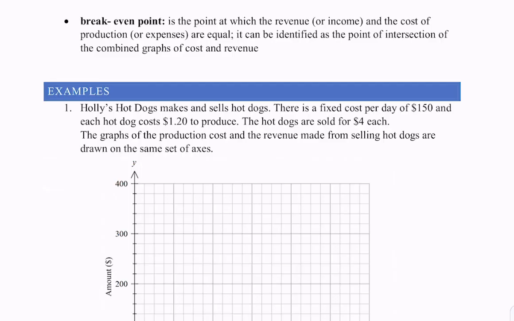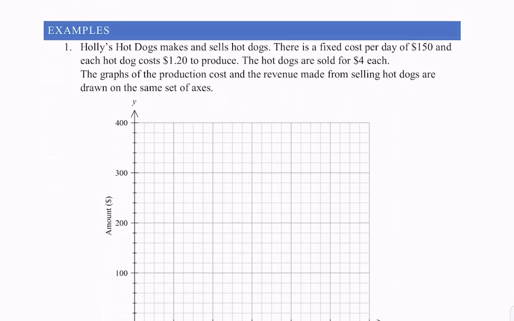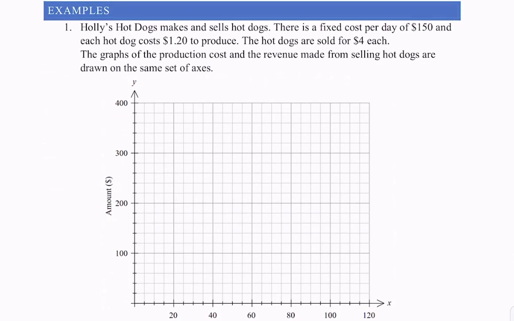So today what we're going to be doing is looking at what we call the break-even point. That's the point at which revenue or income and the cost of producing something or expenses are equal. And it can be identified as a point of intersection, which is what we've been looking at, of the combined graphs. So what does this look like mathematically? Let's have a look at this first example.